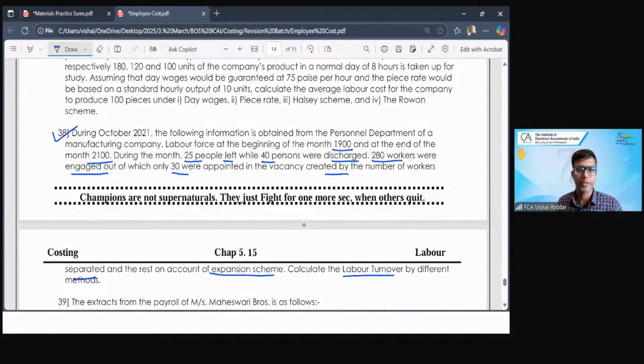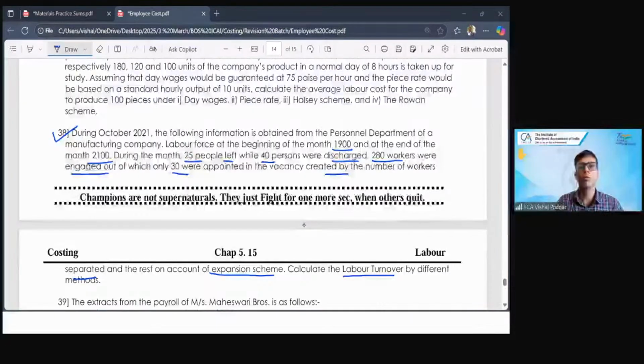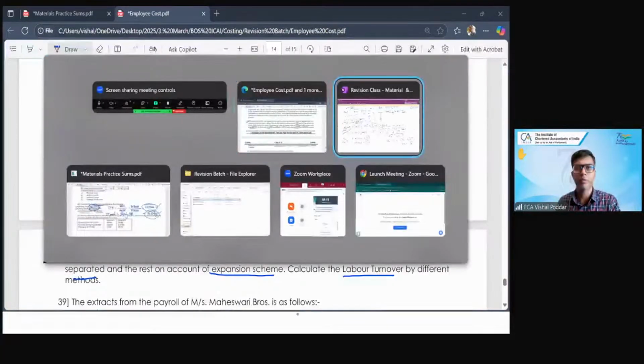Under all the methods. Now, students, whenever labor turnover ratio is required, the first and foremost thing you should do is cross-check this opening and closing balance, because there is a possibility that there could be some missing data in this opening and closing, correct? So let me give you the format.